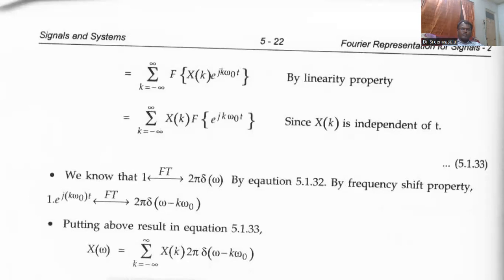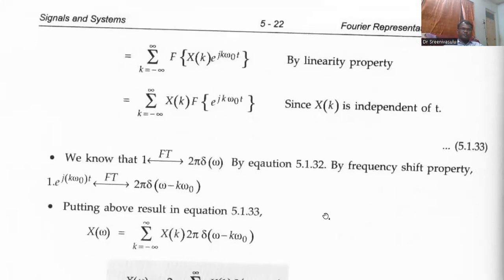So according to the frequency shifting property, here 1 into e power j k omega naught t. Already we know the Fourier transform of 1 is 2 pi delta of omega. So 1 into e power j k omega naught t has Fourier transform 2 pi into delta of omega, but instead of omega naught, here we have k omega naught. So just replace omega with omega minus k omega naught, and substitute in this equation.